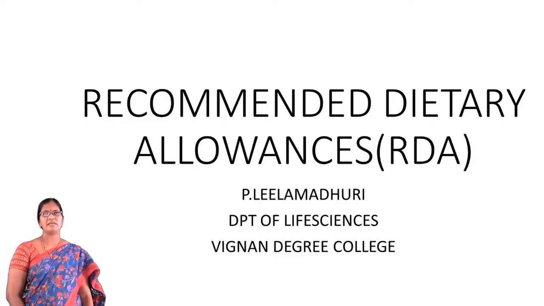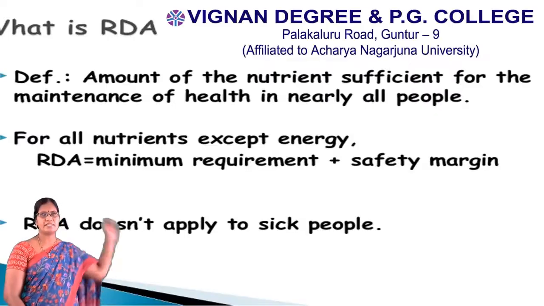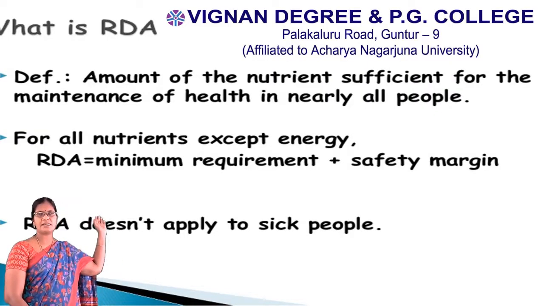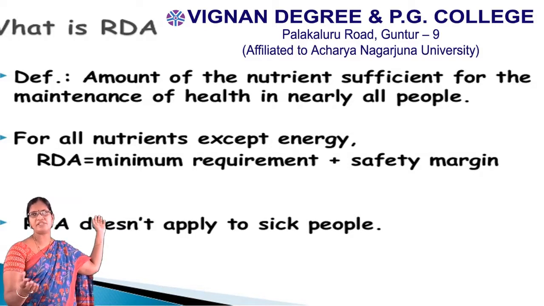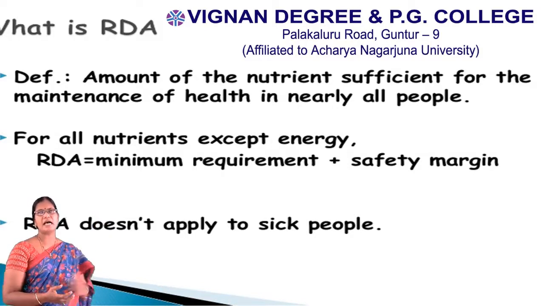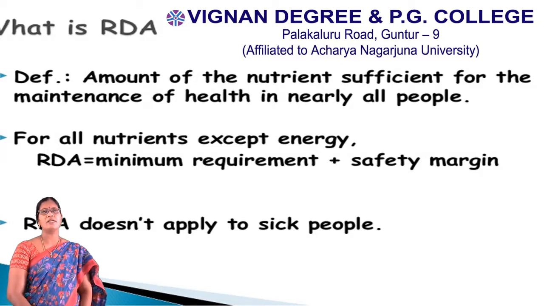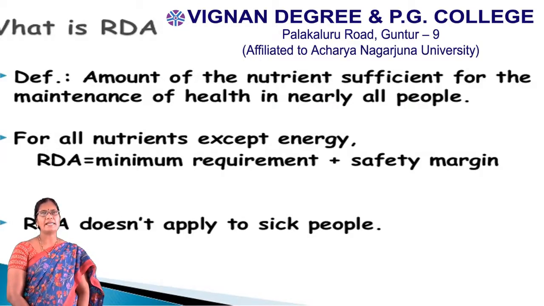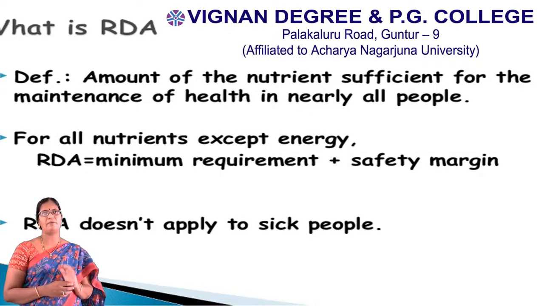Now we will discuss recommended dietary allowances, which is represented as RDA. So what is RDA? RDA is defined as the amount of nutrients sufficient for the maintenance of health in nearly all people. That means all categories of people. For example, all nutrients except energy.